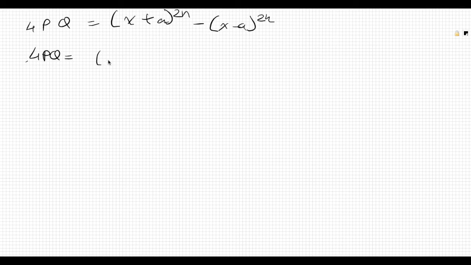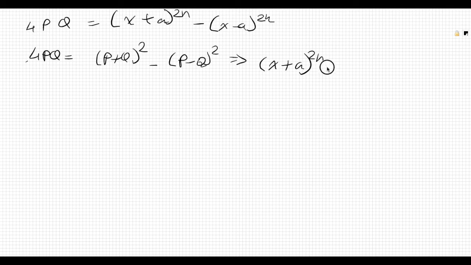What we need to prove is 4pq is (x plus a) to the power 2n minus (x minus a) to the power 2n. When we substitute, 4pq is basically from the expansion of (p plus q) the whole squared minus (p minus q) the whole squared. On substitution, we get (x plus a) to the power 2n minus (x minus a) to the power 2n, and we have proved the result. Let's move on to the next question.